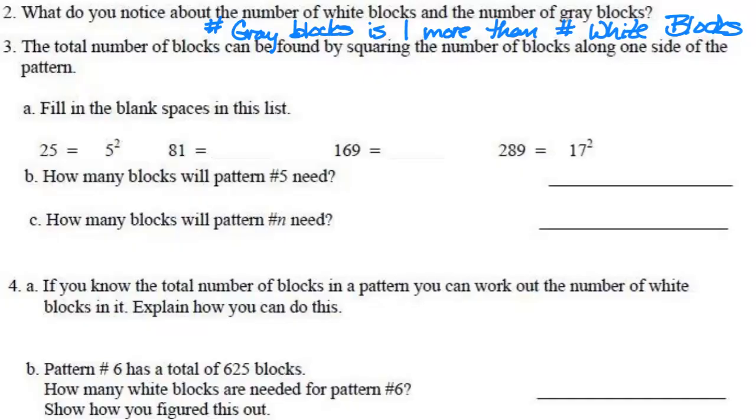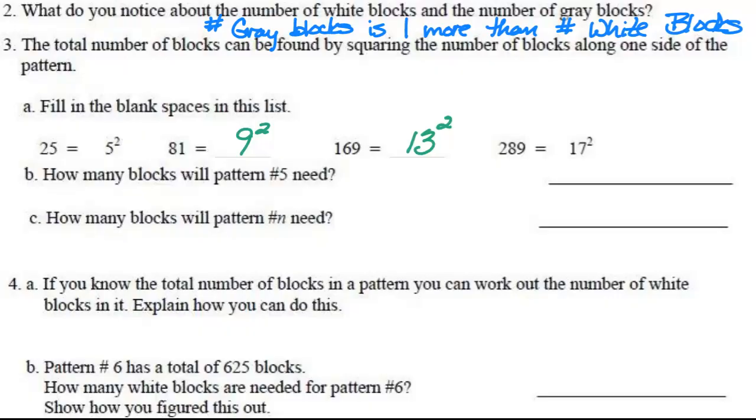81 is equal to what squared? 9 squared. 169 is equal to, you guys got to know those squares. 13 squared. And 289 is equal to 17 squared. So how many blocks will pattern number 5 need?